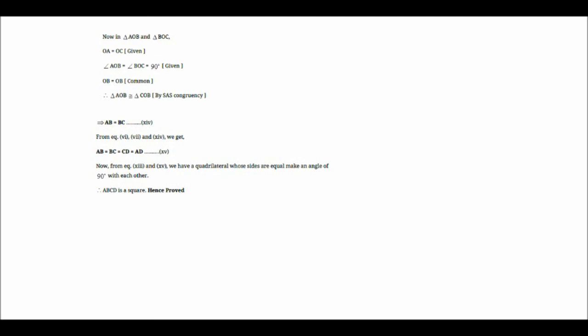It is recommended that you write this proof once in your book without looking at any books. Just look at the diagram and try to write the proof.